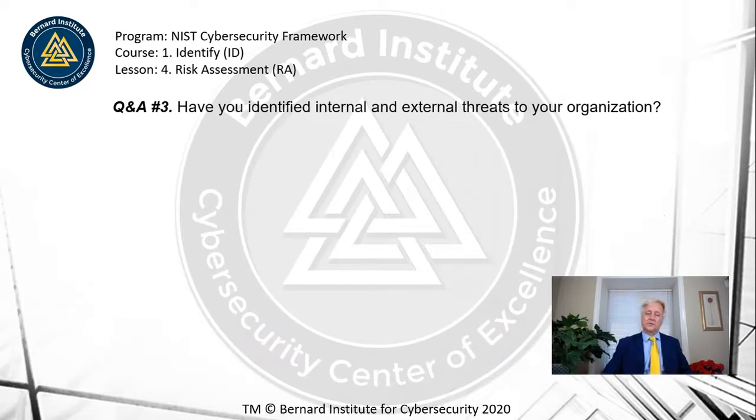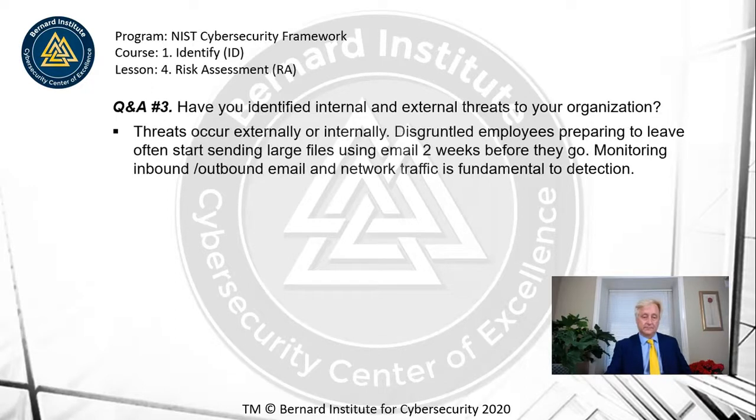Okay, question number 3. Have you identified internal and external threats to your organization? Threats can occur externally or internally. So disgruntled employees in particular can cause problems because they have several valuable capabilities. They have skill because that's why we hired them. They have experience because they work with us for a while. So they know our infrastructure. They know our processes. They know who signs off on what. They know who's responsible for what.